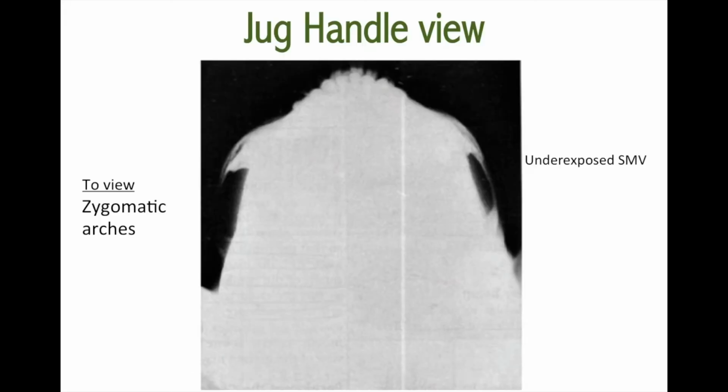Another variant of submentovertex is the jug handle view, which is nothing but an underexposed submentovertex. As you can see, it is completely white or radiopaque. Now it is used to view the zygomatic arches to see if there are any fractures or whether it's displaced or not. So we prescribe jug handle view to view zygomatic arches.